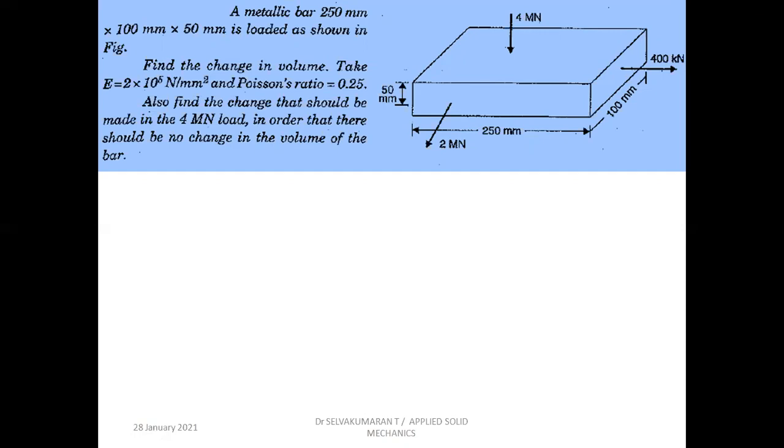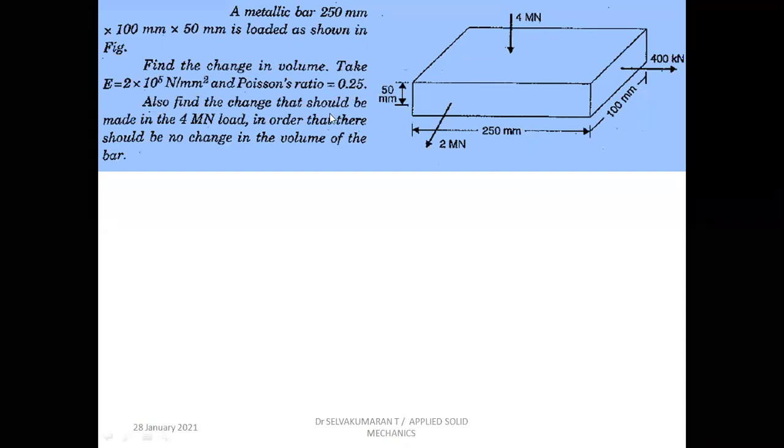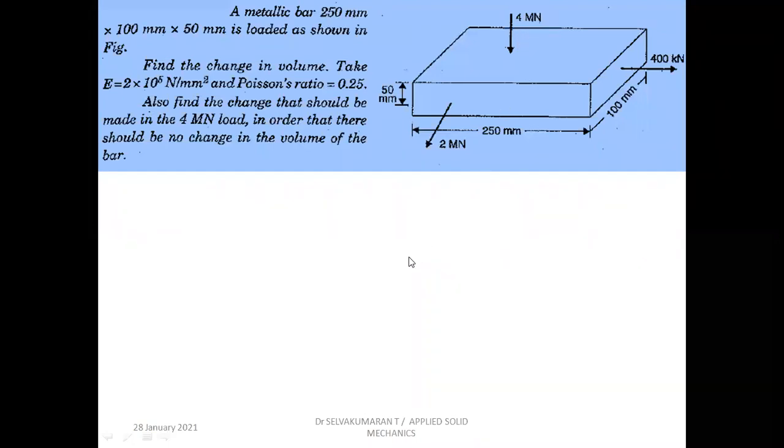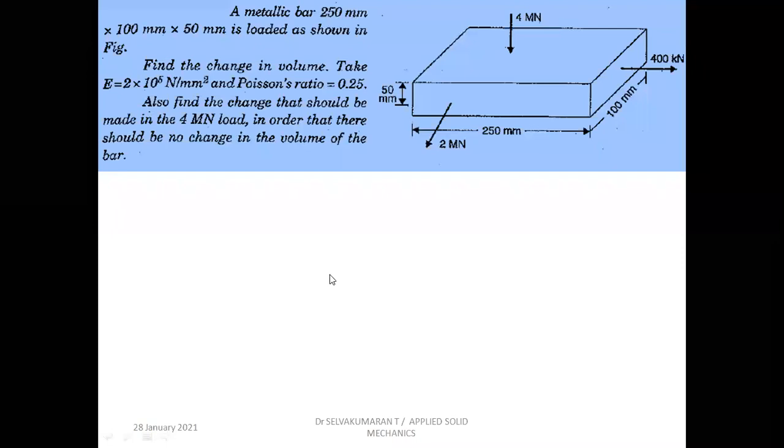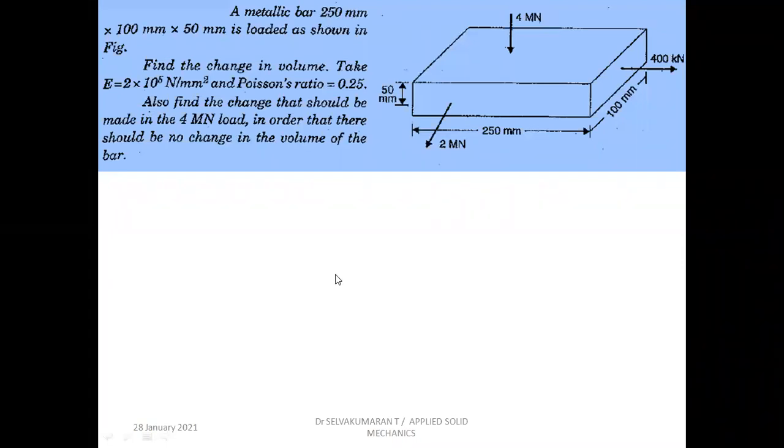Okay, this is the first part of the question. Second part: also find the change that should be made in the 4 meganewton load in order that there should be no change in the volume of the bar. I'll come to the second part later. Now let us start doing the first part, find the change in volume for the given loading.